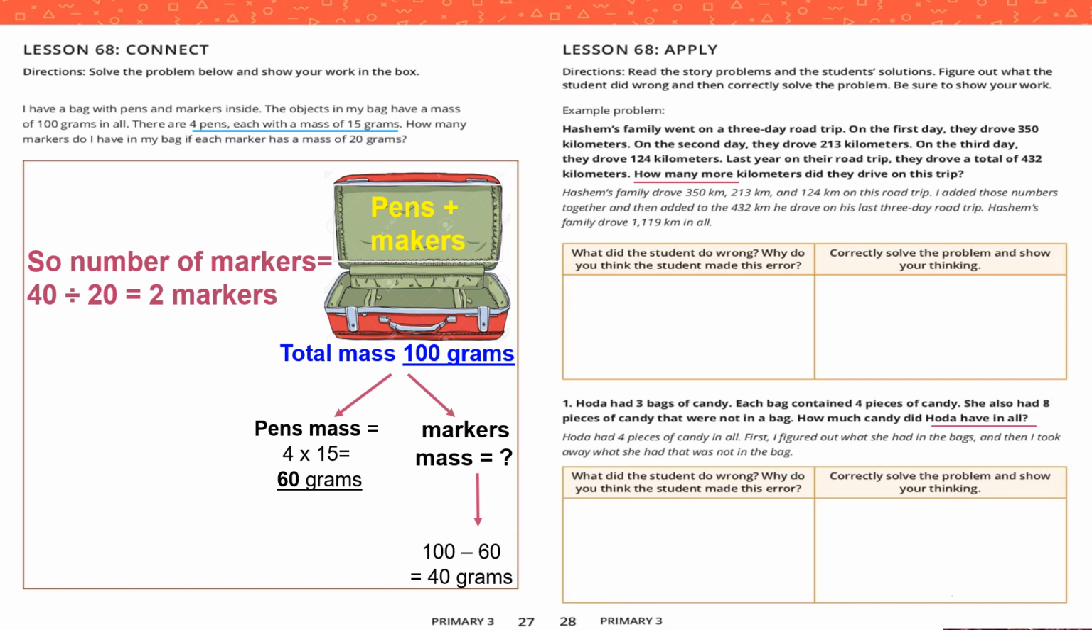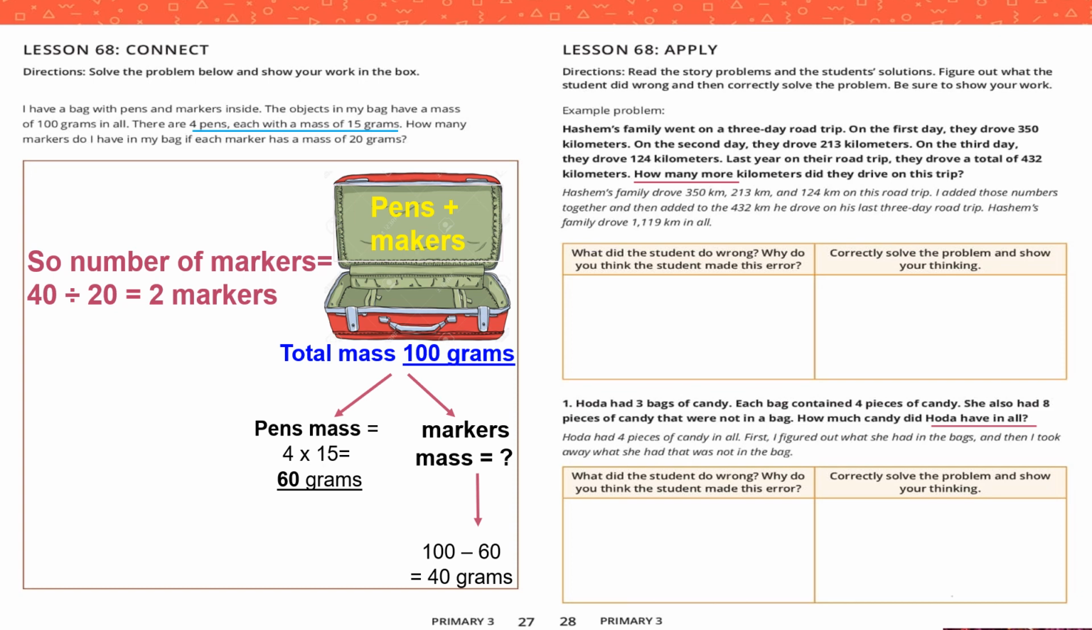Let's move to the apply part. Read the story problems and the students' solution. Figure out what the students did wrong. And then correctly solve the problem. Be sure to show your work.